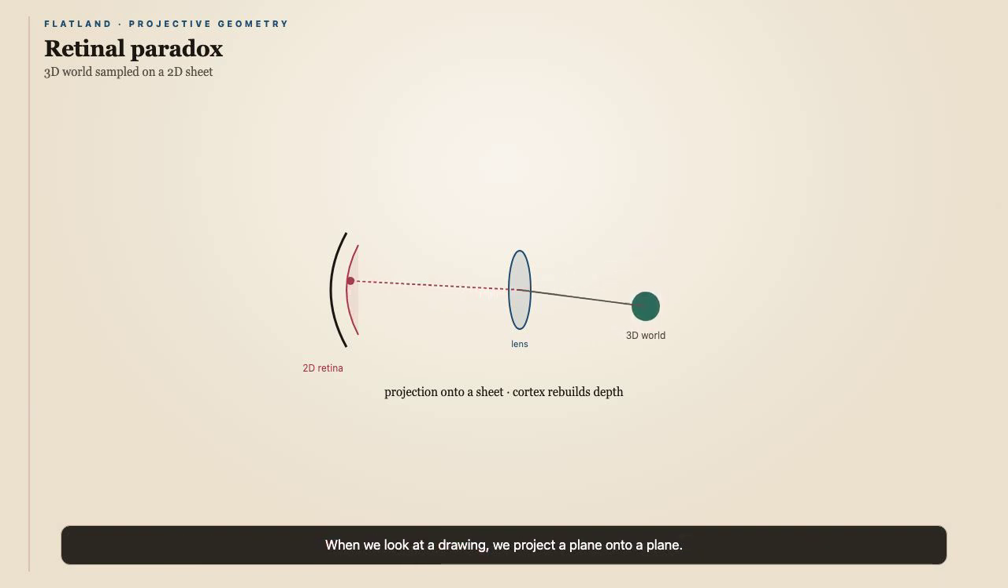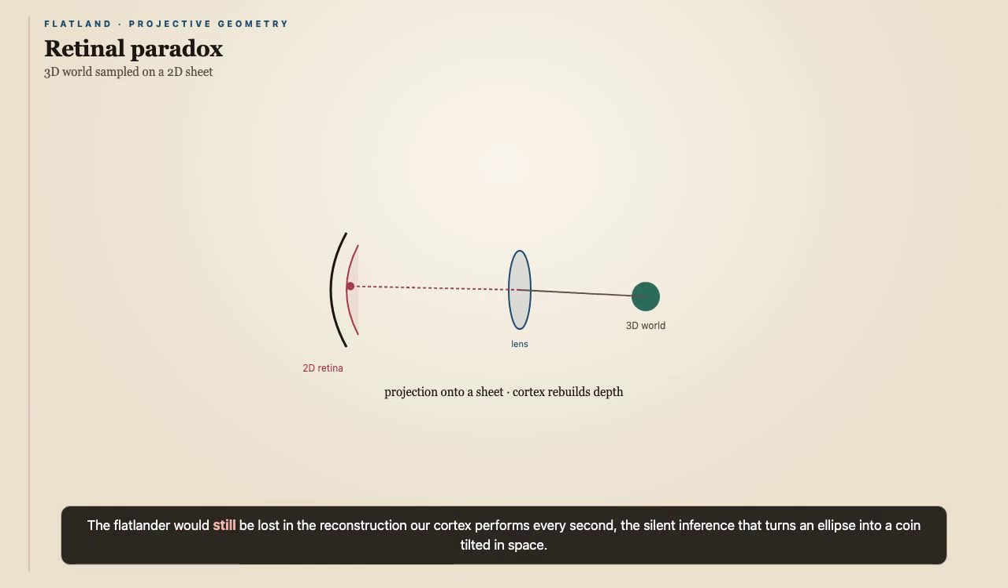When we look at a drawing, we project a plane onto a plane. Double projection. First, the artist flattened a scene or invented a plane figure. Then your eye flattens that plane again onto the retina. That is why screens feel native. A glowing rectangle is already almost the shape of the measurement surface. A flatlander would understand the surface of the retina as a kind of home. The flatlander would still be lost in the reconstruction our cortex performs every second. The silent inference that turns an ellipse into a coin tilted in space.